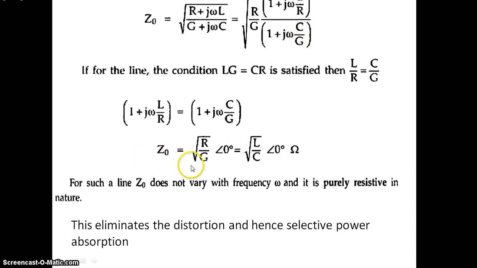So you have the characteristic impedance as root of R by G angle 0, or root of L by C, both because R by G equals L by C. So Z0 equals root of L by C. That means there is no imaginary term and it is purely resistive. This eliminates the distortion and hence selective power absorption. If the impedance is properly terminated, then there will not be distortion due to the characteristic impedance. For that to occur, we should satisfy the condition LG equal to CR.